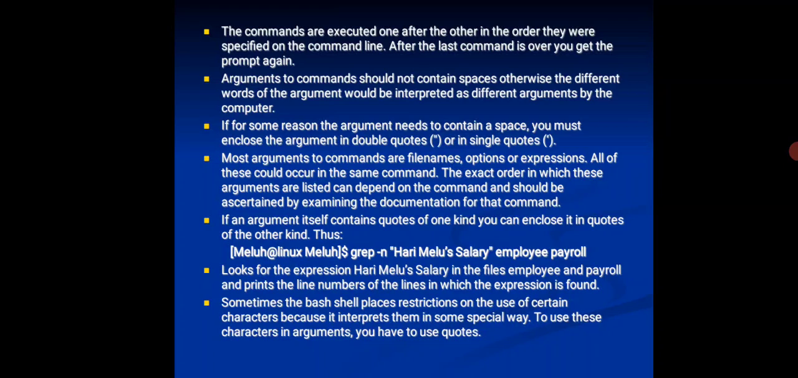So now we have sent the argument Hari Melu salary, which is in double quotes. That quoted expression should be matched in the employee payroll file. In that file we have 3 lines. Hari Melu salary means those 3 lines will be displayed, and it will give the line number also. That is, -n means it will give the lines which match Hari Melu salary and also display the line numbers.